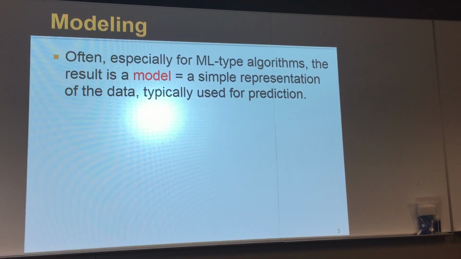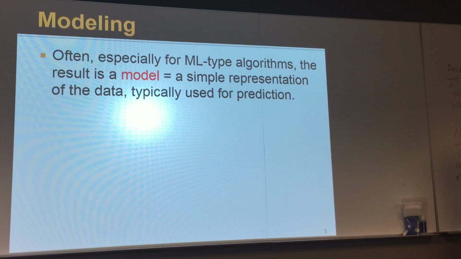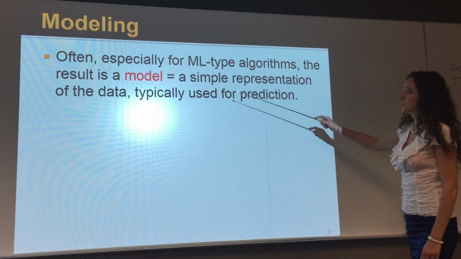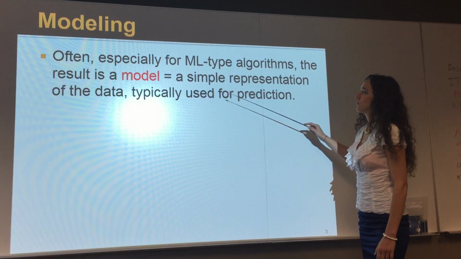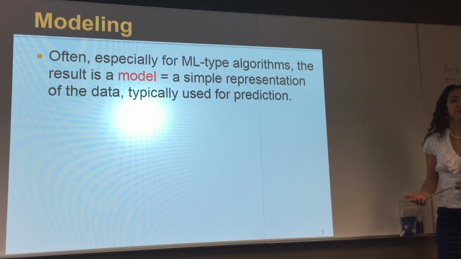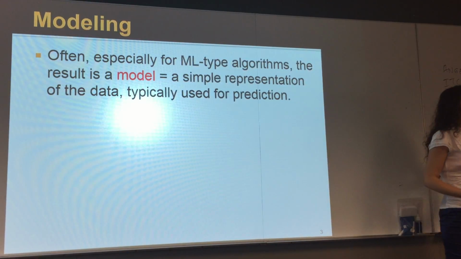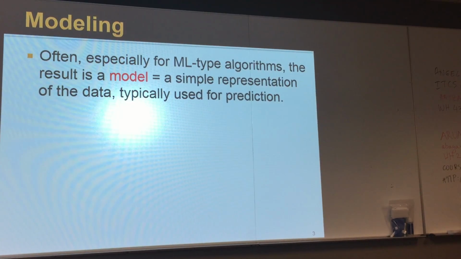From a machine learning point of view, we can say that a model is some representation of the data. Usually we build these models because we try to predict something. So what will happen in the future? If we want to make a prediction, then we will build a model with data.